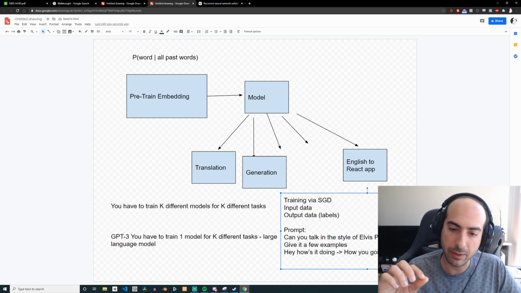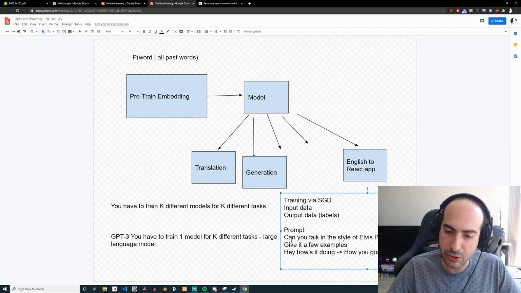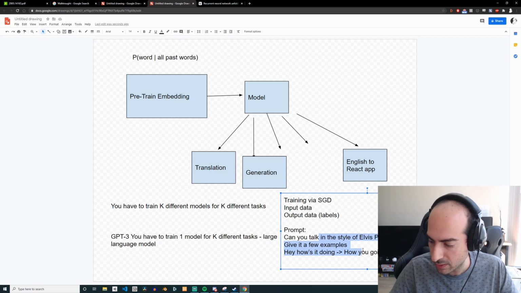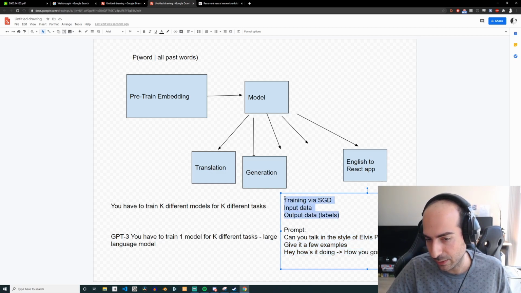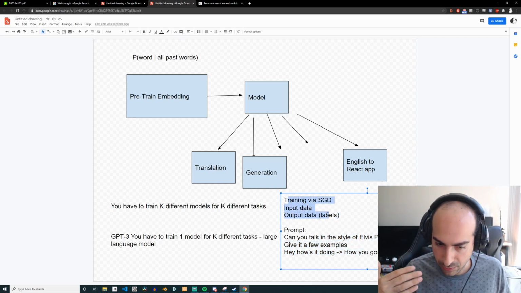So this is a key point. You're not actually retraining the model via SGD. You're just giving the network a few examples of what you want it to look like. There's no new training happening. Whereas with SGD, you would need to run this expensive training loop each time for each new kind of model that you're doing.